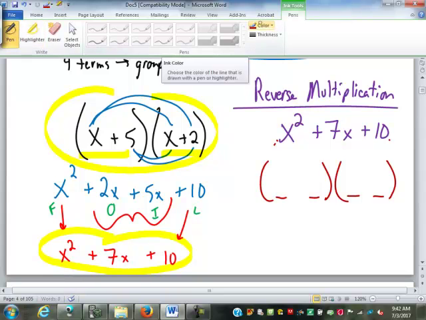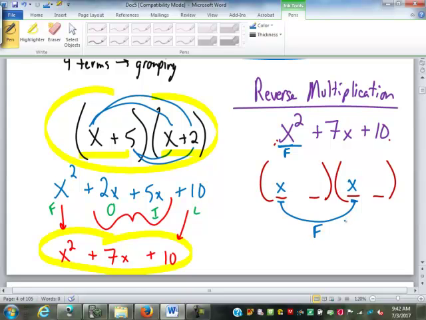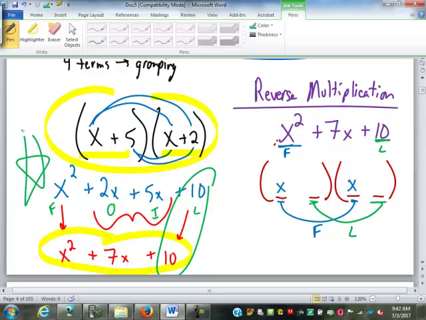We know that these first two digits, that would be the F, have to make this. What two things multiply to make x squared? Yeah, x times x is what that has to be. We know these two digits, the L's, have to multiply to make this last digit. So to multiply to make 10, I've got a choice. I can have 2 times 5 or 1 times 10. Well, we know because we just did this multiplication over here that it has to be 2 times 5.